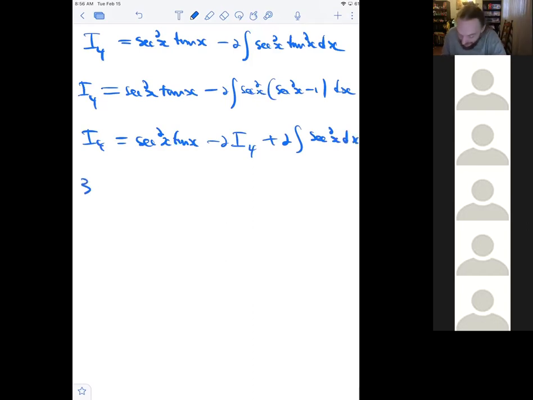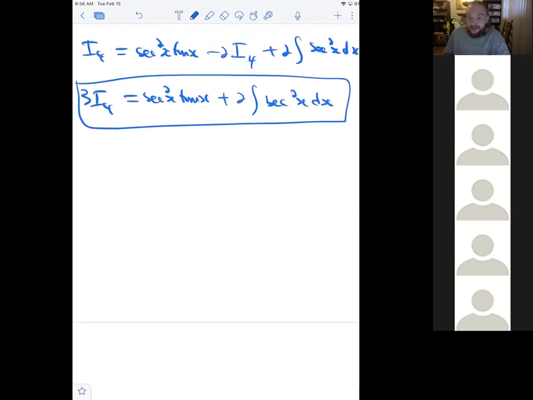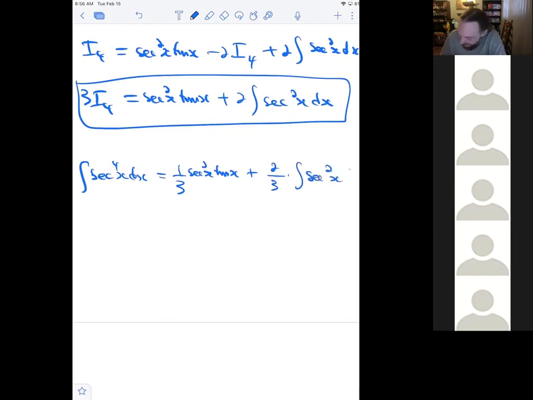I bring I4 to the other side, so I have 3 I4s now, equal to secant squared x tan x plus 2 times the integral of secant squared x dx. There's the reduction of order. That's the reduction that they call it. Because now the integral of secant 4x dx is 1 over n minus 1 times secant squared x tan x, plus n minus 2 over n minus 1, here 2 over 3, times the integral of secant to the n minus 2 x dx. So we've reduced the order from 4 to 2.